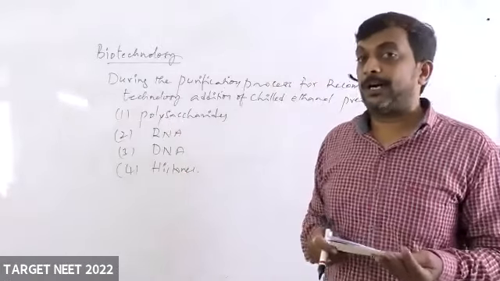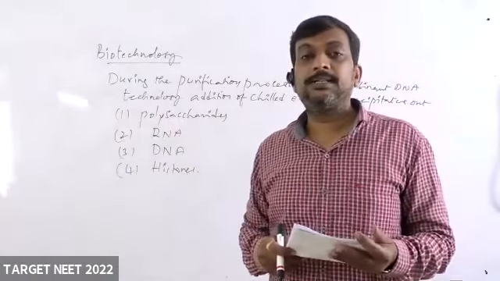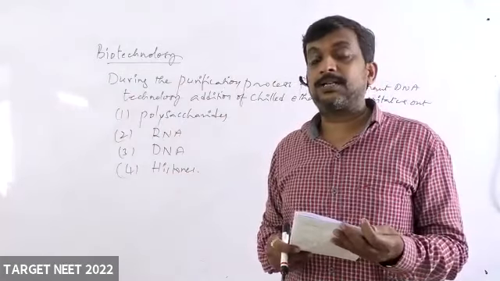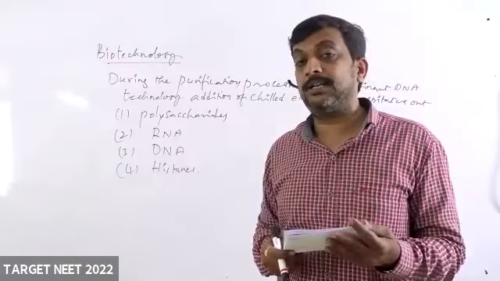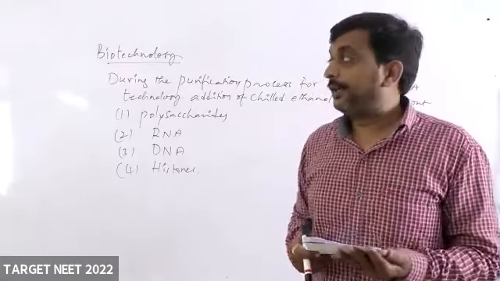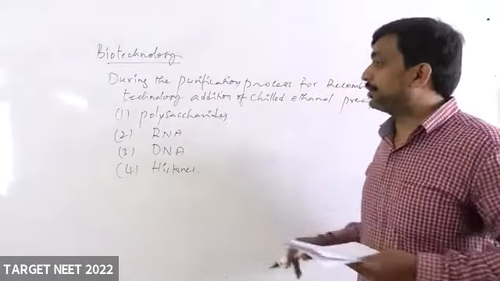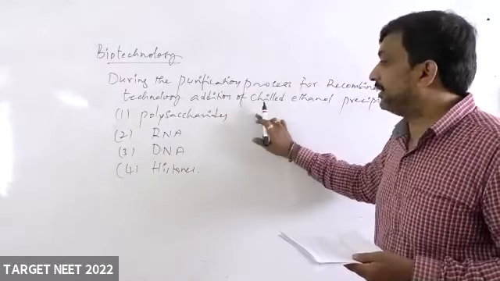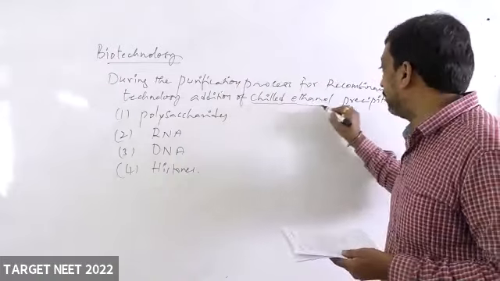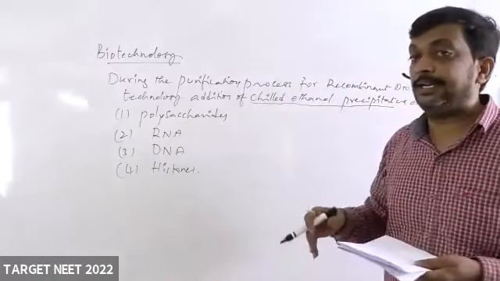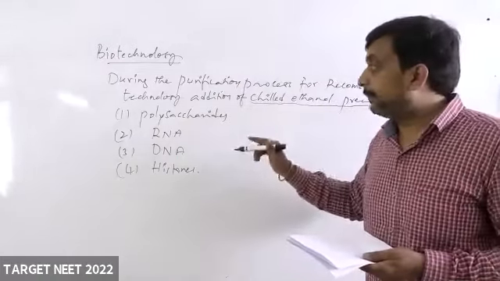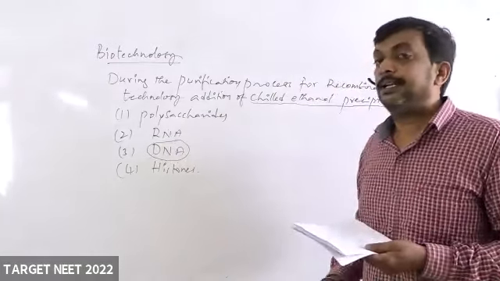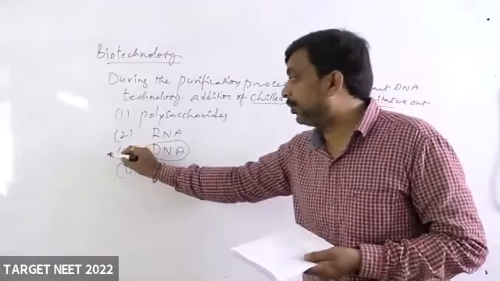Now these chapters, biotechnology, molecular biology, cell cycle and cell division, have more weightage from the NEET examination point of view. In the biotechnology question here, during the purification process in recombinant DNA technology, the addition of chilled ethanol helps in the precipitation of the DNA molecule.